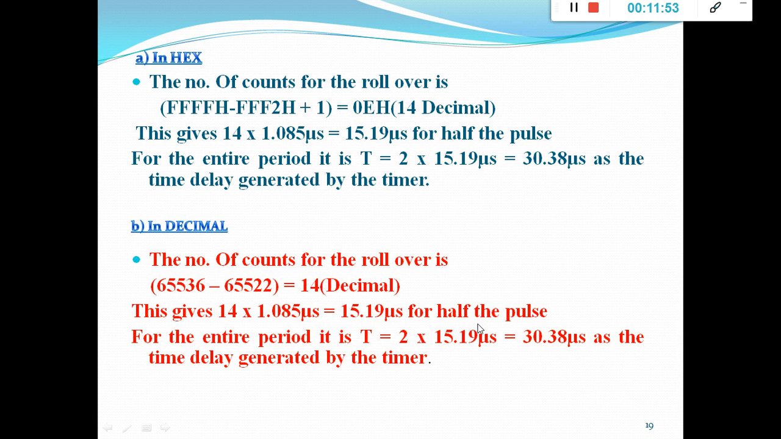This is again for the half pulse. So multiply 2 with this, you are going to get the entire period. And this period must be the same. You apply any method, but the value must be the same. This is the time period you are going to get for the entire cycle when the initial count is FFF2, that is 65522.